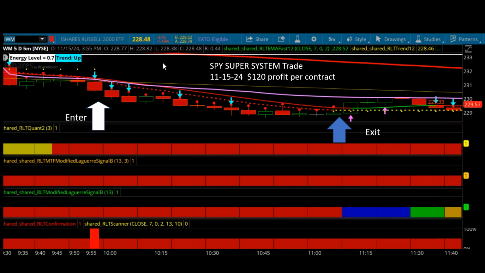That's the market internals. And like I said, the quant line I'm only using here. This is a long-term trend. I'm only using this on swing trades, which I'll show you here in just a bit.